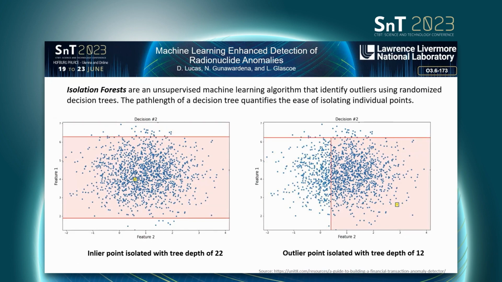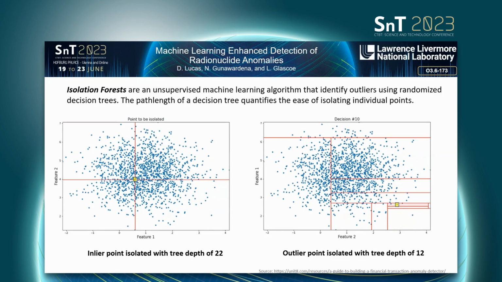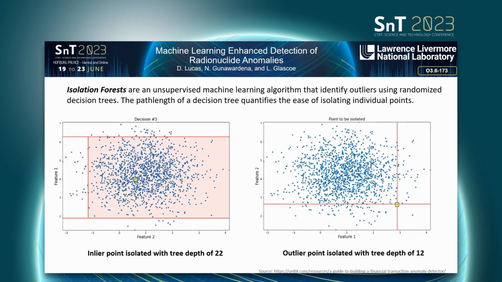This algorithm is called an isolation forest. It's included in both of those Python packages that I just introduced. It's an unsupervised machine learning algorithm, essentially a randomized decision tree. I'm showing two little movies of applying an isolation forest to identify an inlier point on the left-hand side and an outlier point on the right-hand side. So the anomaly in this case would be the outlier point.